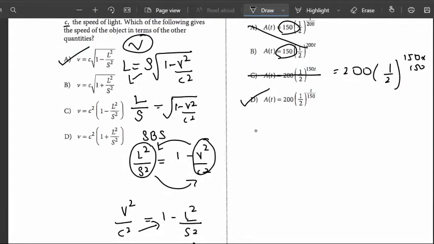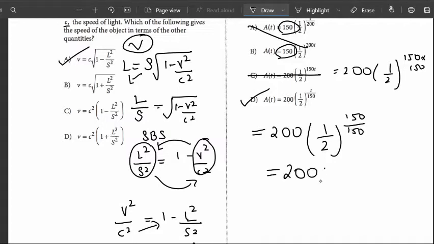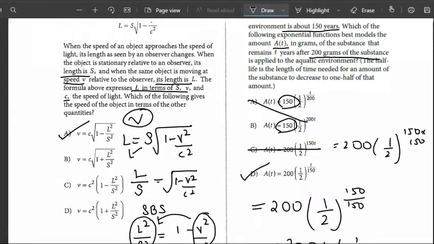After 150 years, we'd get 200 into 1 by 2 raised to 150 by 150, which is equal to 200 into 1 by 2 raised to 1, which is equal to 100. That is, it decreases to 1/2 of its amount after 150 years. So we can say that 15th is D.